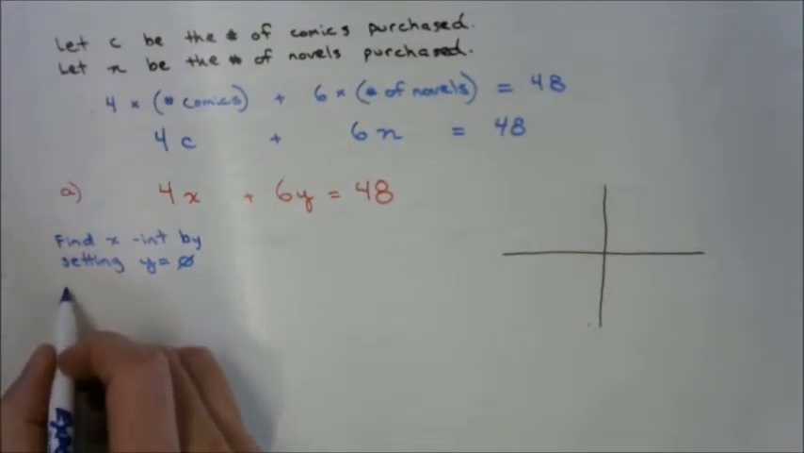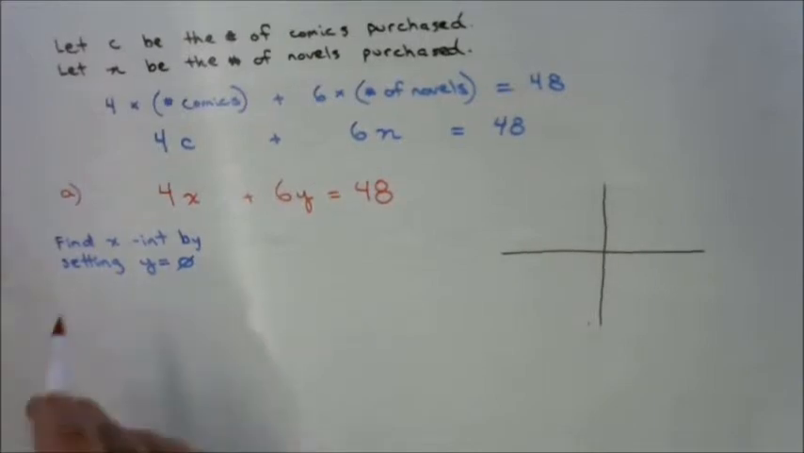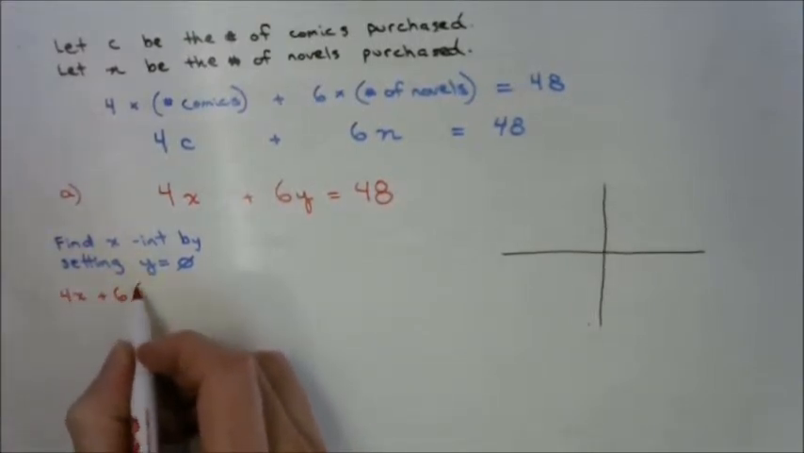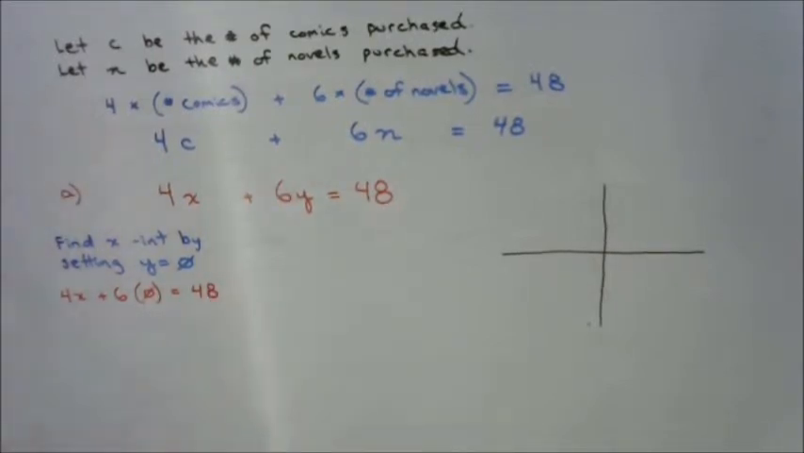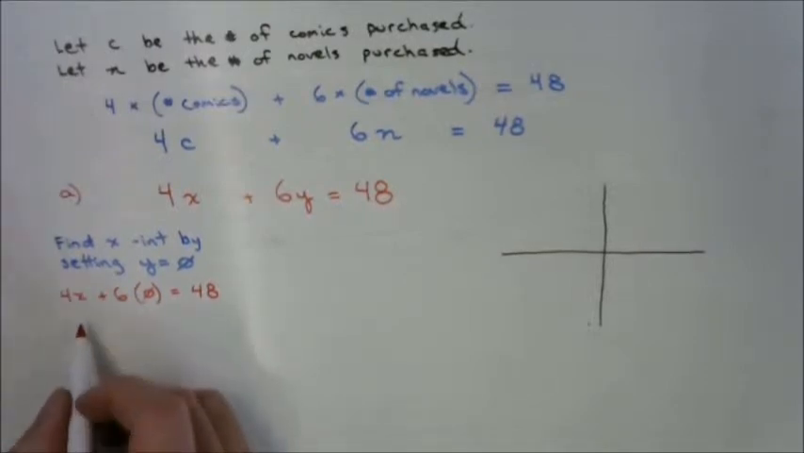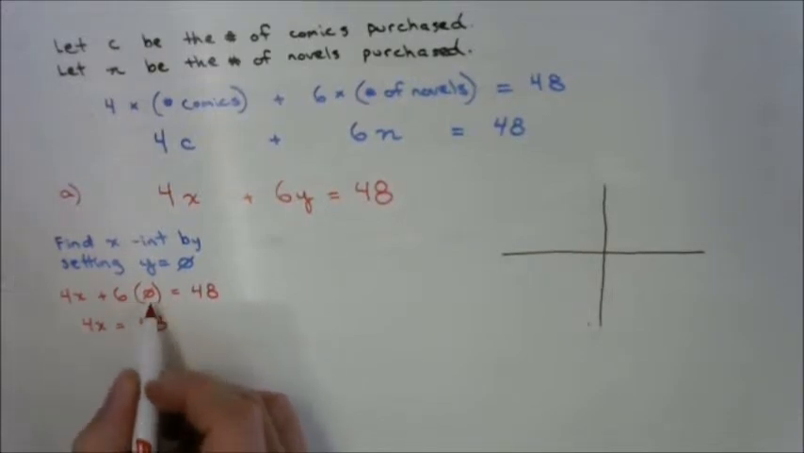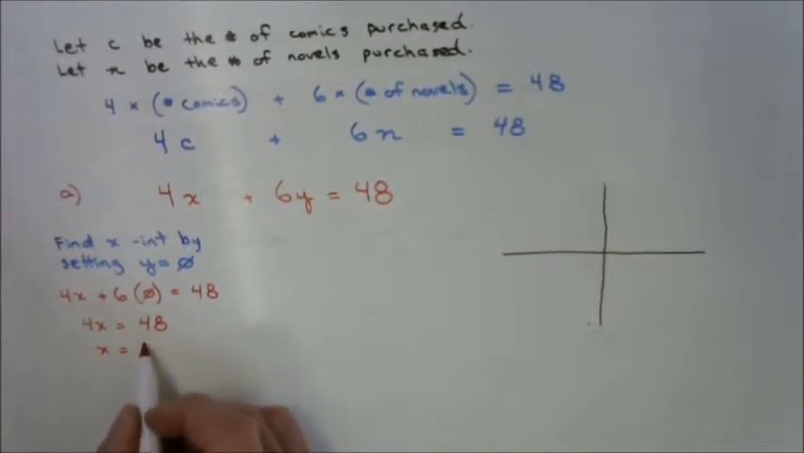So I'm going to copy my problem down. Maybe I'll be consistent with my colors. 4x plus 6 times 0 equals 48. So it's just 4x equals 48, because 6 times 0 is 0. Now I divide both sides by 4. 48 divided by 4 is 12.